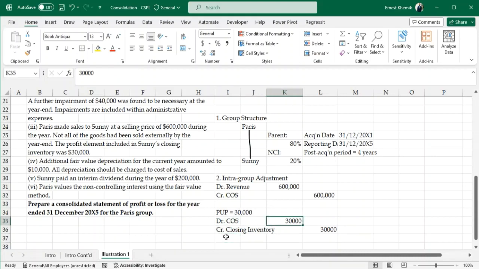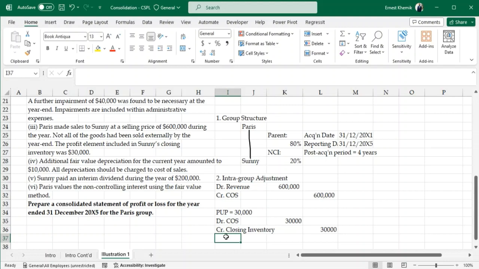The 30,000 here reduced our cost of sales, so adding it back will bring the effect to zero. Closing inventory has been overstated by this 30,000. Adding it back or subtracting it is going to reduce its effect to zero. That is it. So this is how we are going to treat it.